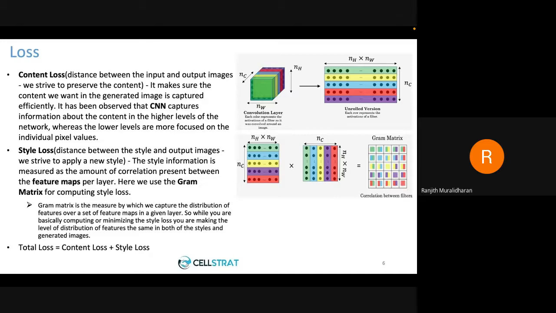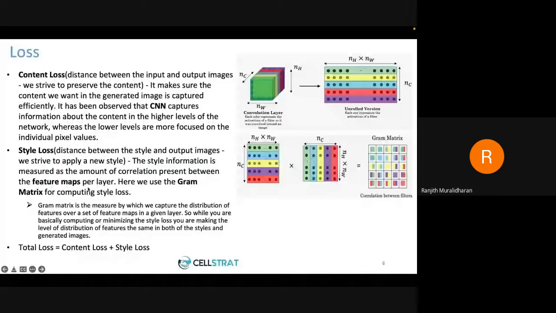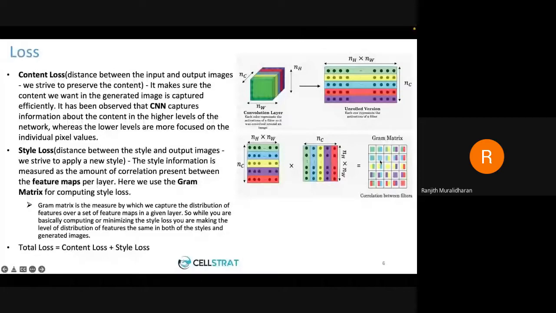Then comes your style loss. Your style loss is nothing but, okay, you have your correlation between your feature maps. We'll come to what these are on the right hand side here, right? For computing style loss, we have something called a gram matrix. By definition, it is a measure by which we capture the distribution of features over a set of feature maps in a given layer. Now, in order to explain that better, just consider the image on the right hand side, how a gram matrix is calculated.